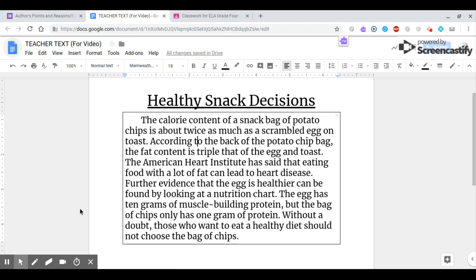So first, I'm going to begin by reading my passage. It says, healthy snack decisions. The calorie content of a snack bag of potato chips is about twice as much as the scrambled egg on toast.